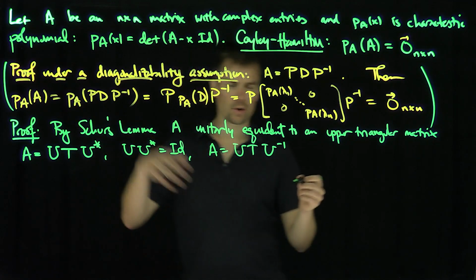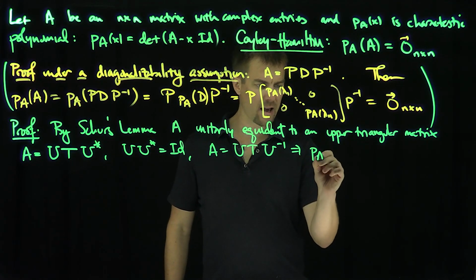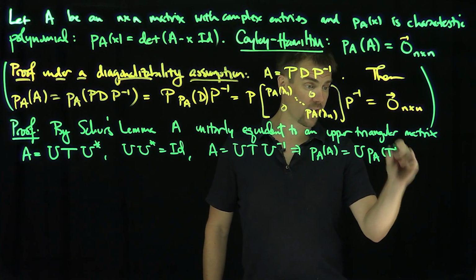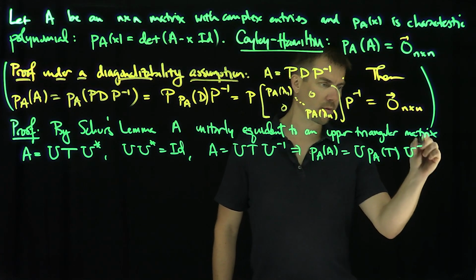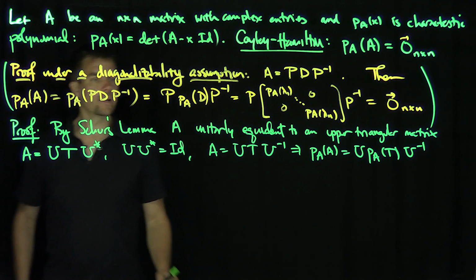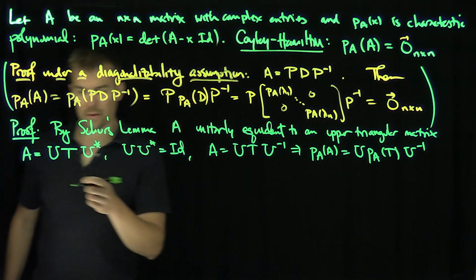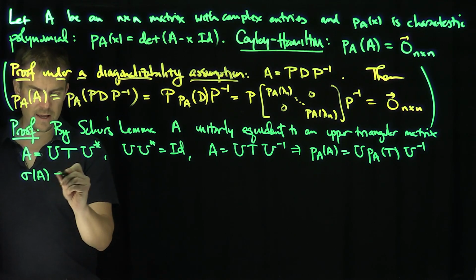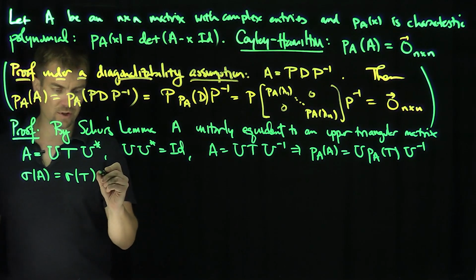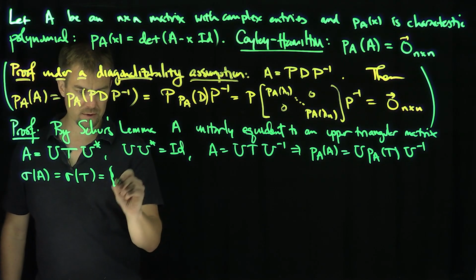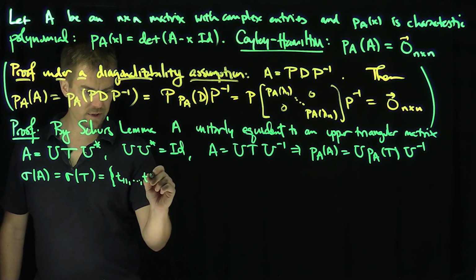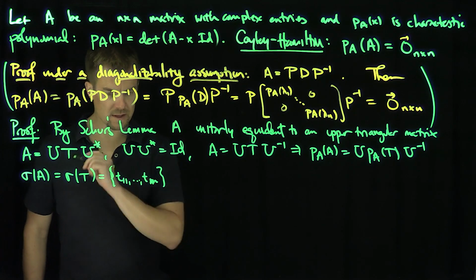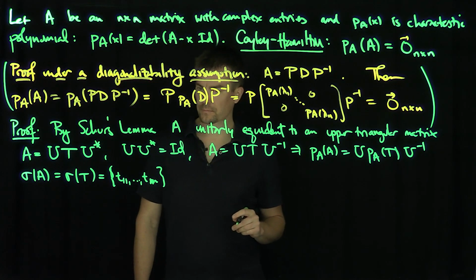By the same trick as before, this implies that P_A of A is U times P_A of this upper triangular matrix T, and then U inverse. Since T is upper triangular, the diagonal entries of T are the spectrum of A. Note that the spectrum of A is the same as the spectrum of T, which is the set of diagonal entries T11 through Tnn.